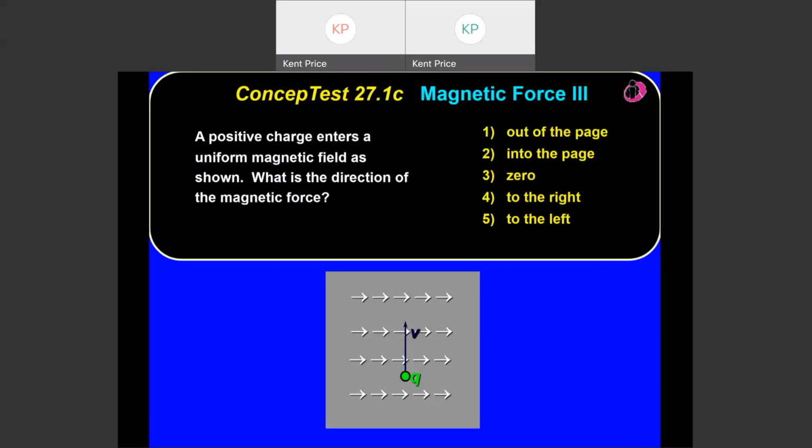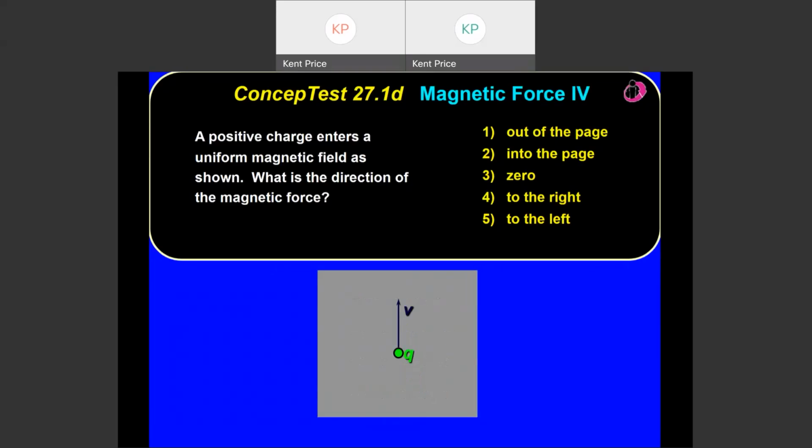We point our fingers in the direction of V. We curl them in the direction of the magnetic field. And our thumb points out of the page, but that would be the force on a positive charge. I said it's negative, so we have to flip it 180 degrees out of the page. Okay. Yes, so you're all right.